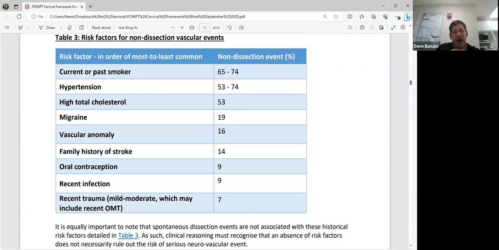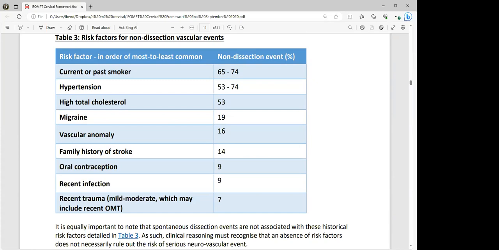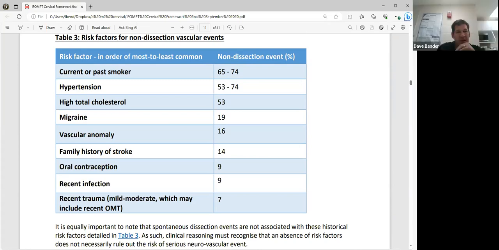Here, risk factors for non-dissection vascular events, arterial ischemia. So your current or past smoker really is your high one there, and your hypertension. So if you're looking at somebody who's more prone to having ischemic or some type of stroke event, it's your classic, basically this is the risk factor for many physical disorders that you're going to see. It's not exclusive to stroke.